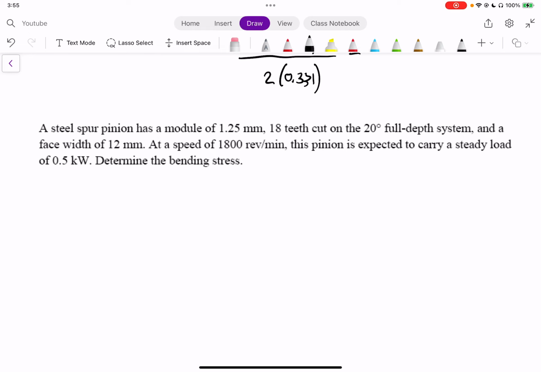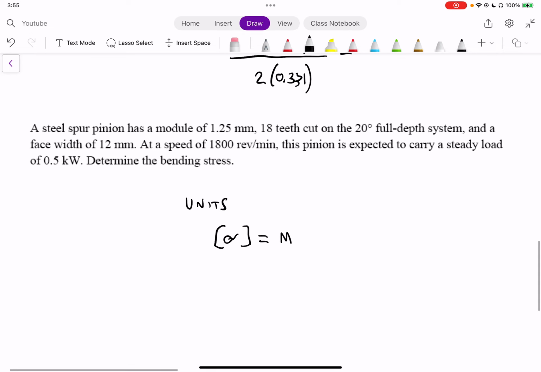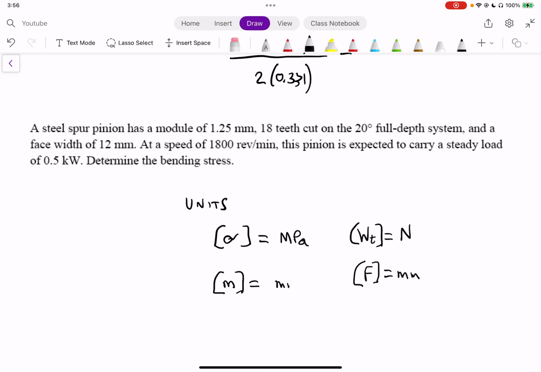So I'm going to write the units out first, just so that we know the units for SI problems. The units are going to be, and I'll put them in little square brackets so we know that we're talking about units. So sigma is going to be in megapascals. Wt should be written in newtons. F, or face width, should be written in millimeters in order to get that megapascals. And m, or your module, should also be written in millimeters.